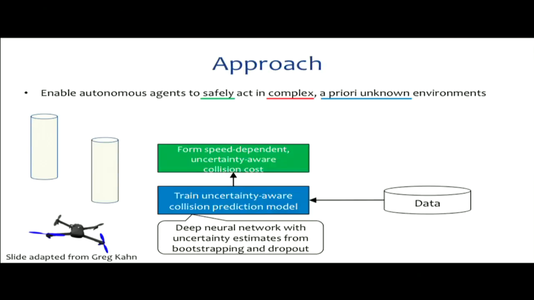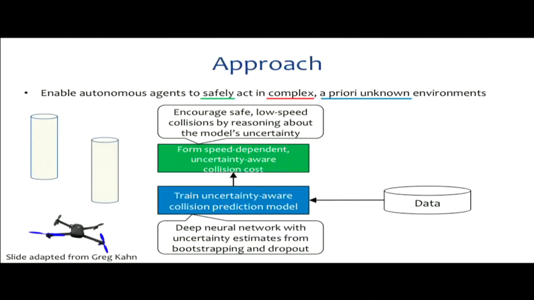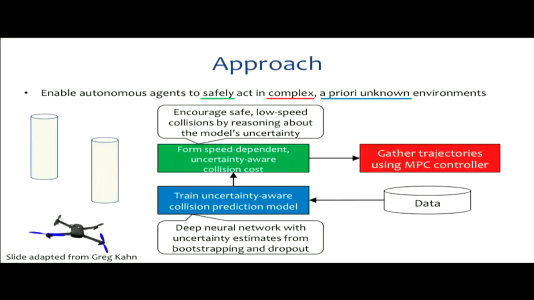And once we have this uncertainty-aware prediction model, then we're going to form a cost function that's going to be used for reinforcement learning. That's going to be speed dependent and aware of the uncertainty of this collision prediction model. And then using this cost function, we'll gather trajectories using model predictive control. And then these may experience some collisions, and this will be added back to the data set to retrain our collision model to be more accurate.